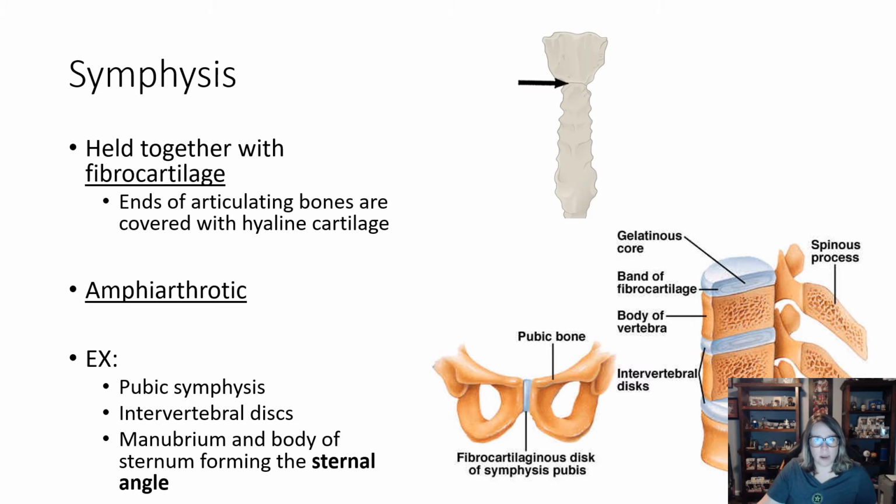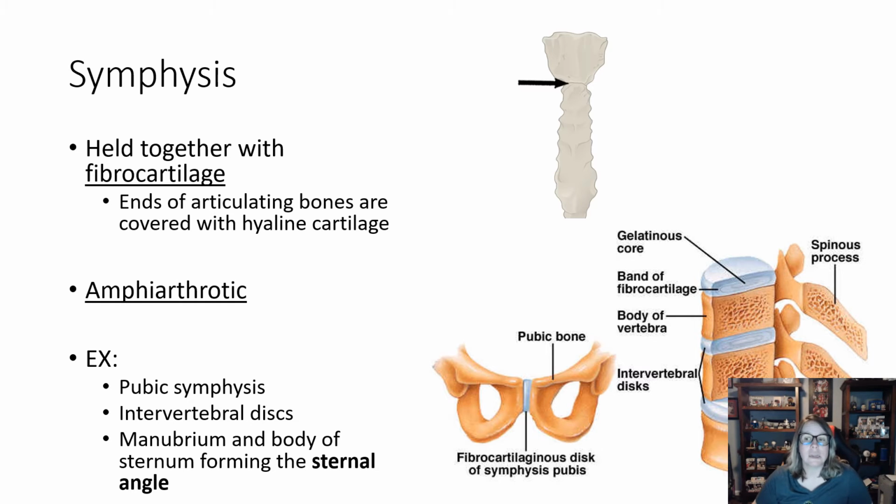Now, the last type of cartilaginous joint we have is a symphysis. The type of cartilage we're using here is fibrocartilage. Remember, fibrocartilage is really, really strong. Its job is to connect and join structures together. Hyaline cartilage, remember, is not as strong. This particular type of joint is going to be amphiarthrotic. It will give us that small amount of movement, not diarthrotic, not synarthrotic, but just a tiny little bit of movement.